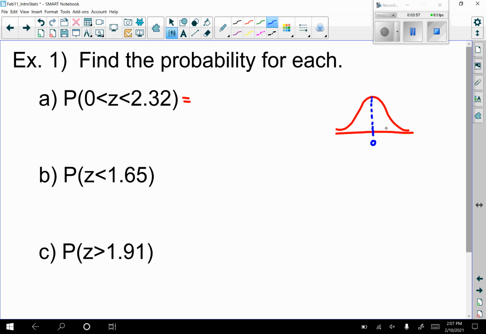So for A, we're looking at between 0 and about 2.32. And we should be getting about 0.489. And hopefully this makes sense because 50% is to the right of 0, and we don't have that full half, that entire upper half shaded in, so does it make sense that it should be less than 50%? Yes.